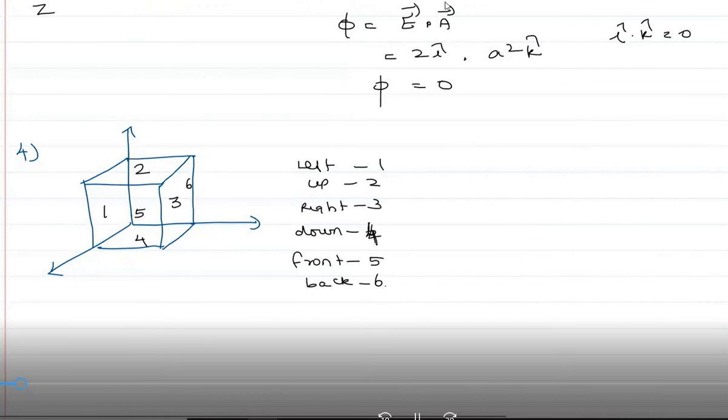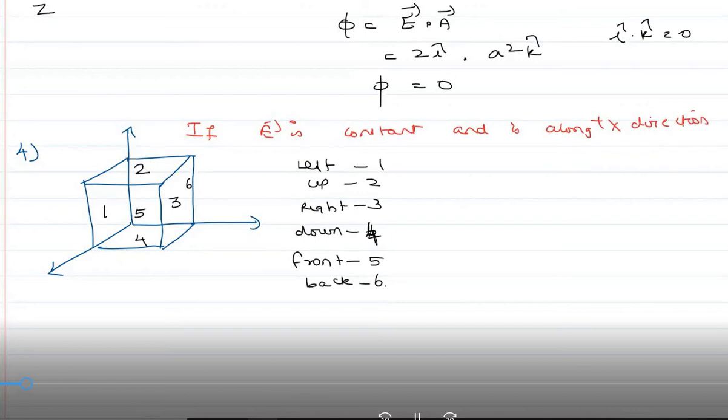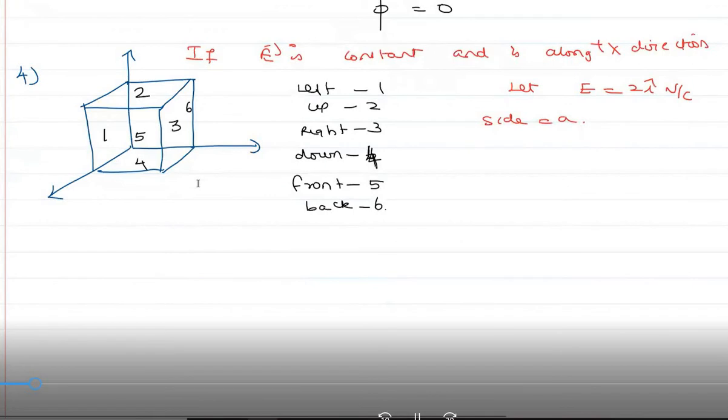If the electric field is constant, there are two cases possible, okay? If the electric field is constant and is along the positive x direction, say for example, let the electric field again be 2i Newton per Coulomb, and the cube of side a we are taking. Now, for each face we have to find the flux, correct? So how will you do that?